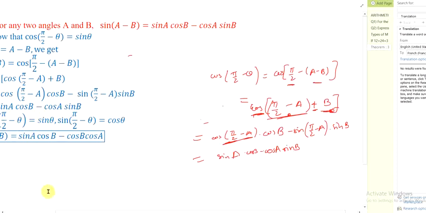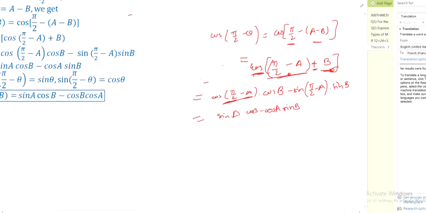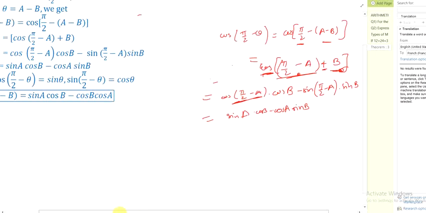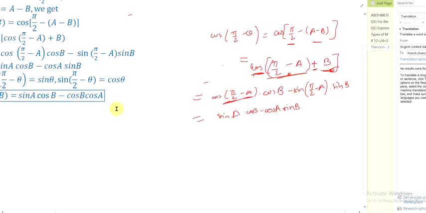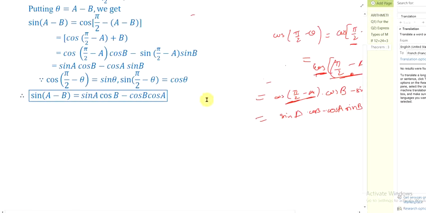And by using this result, we can write that sin(π/2−θ) is equal to cos θ. Sorry, sin(π/2−θ) is equal to cos θ. We used these two results: cos(π/2−θ) is equal to sin θ, and sin(π/2−θ) is equal to cos θ.